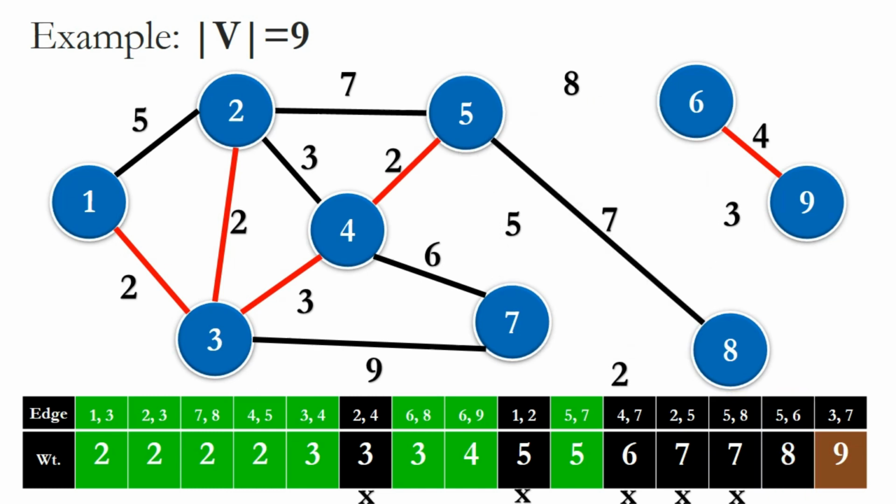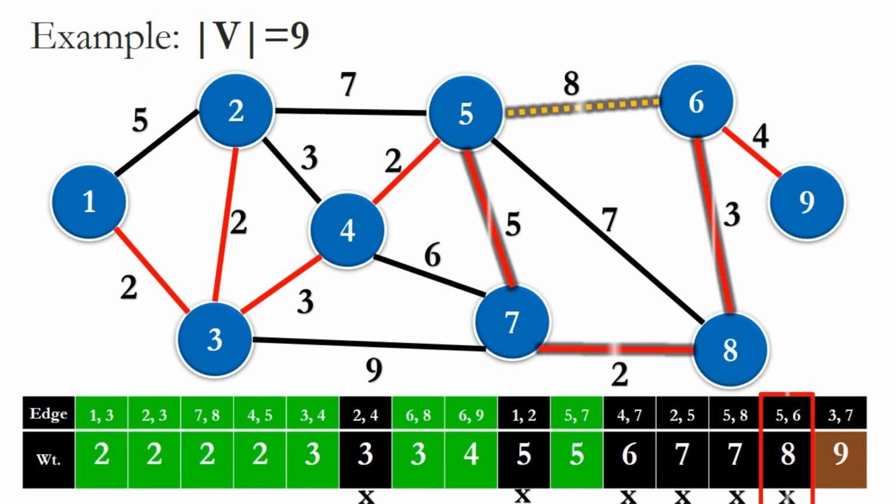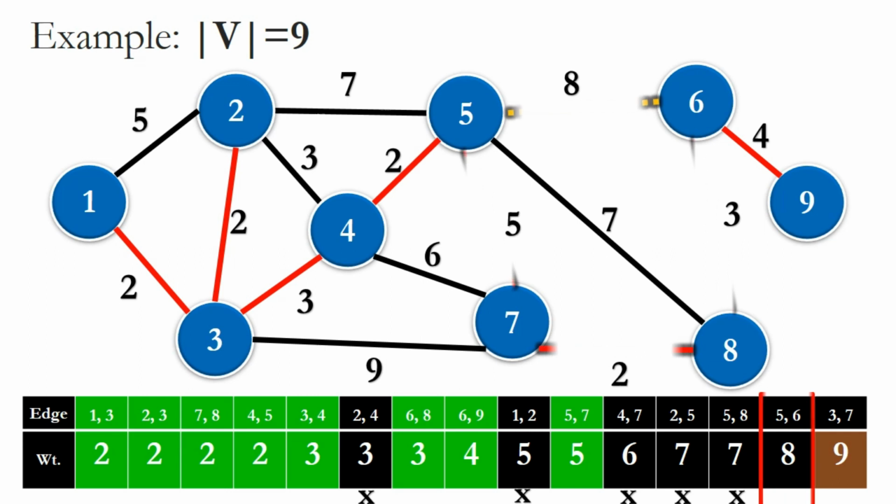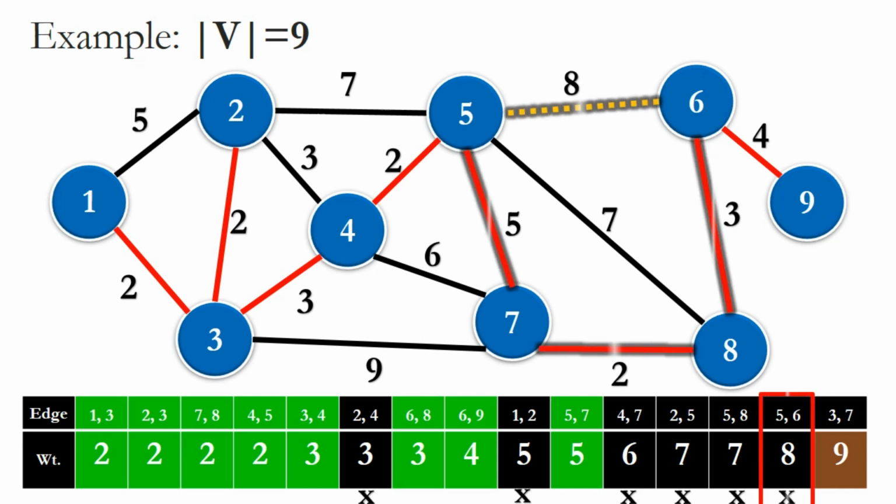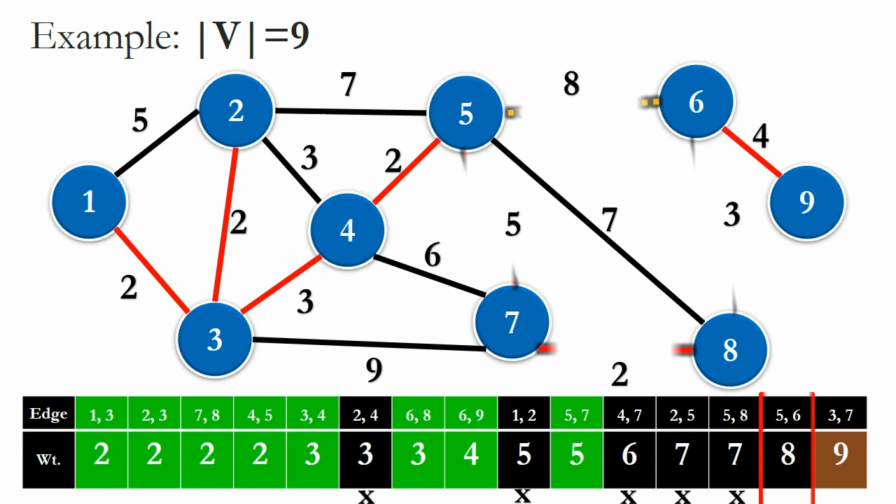Next element is the value of 8 from the reference edge of vertex 5 and 6. As we can notice, vertex 5 and 7 is connected, vertex 7 and 8 is connected to each other, and vertex 6 and 8 is also connected. So if we connect vertex 5 and 6, they will form a cycle. Therefore, the value of 8 from vertex 5 and 6 is not included to our spanning tree.